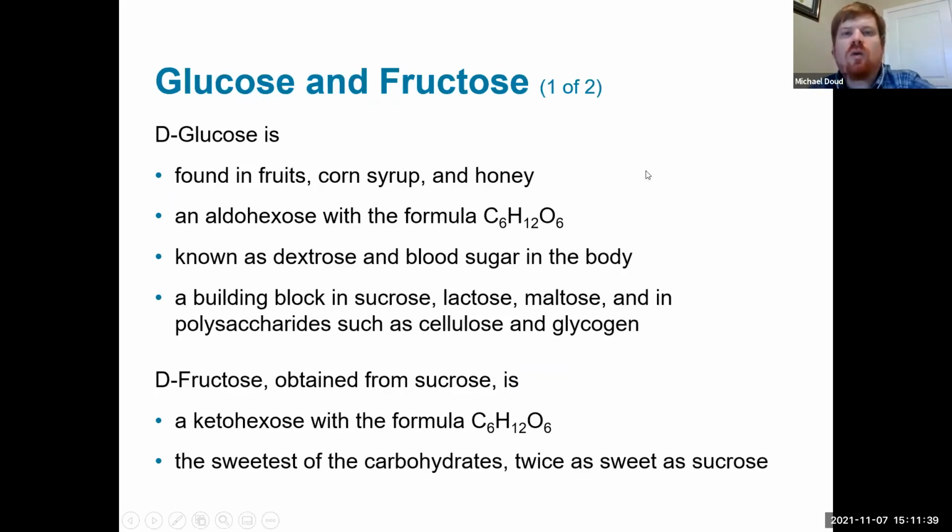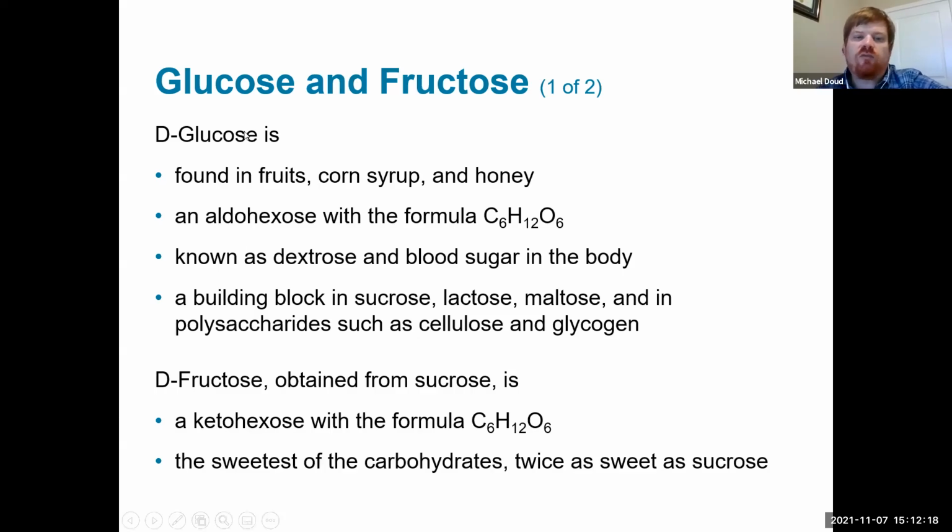Okay, now let's talk about where we interact with glucose and fructose. And in particular, we're going to talk about the actual ones that we use. So the sugars that we use in our bodies and are used in the world are right-handed. So these are D isomers. So D-glucose comes from fruits, corn syrup, or honey. It's the aldohexose that we saw on the previous slide. It's also known as dextrose, or blood sugar when you measure it in your body. So if you measure blood sugar levels, you're looking for glucose in the blood, basically.